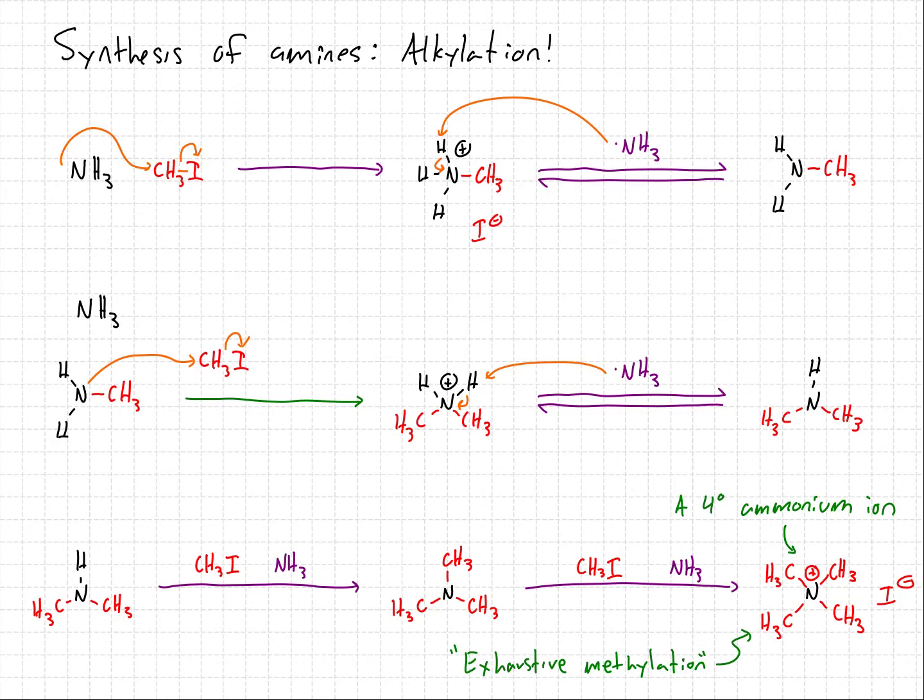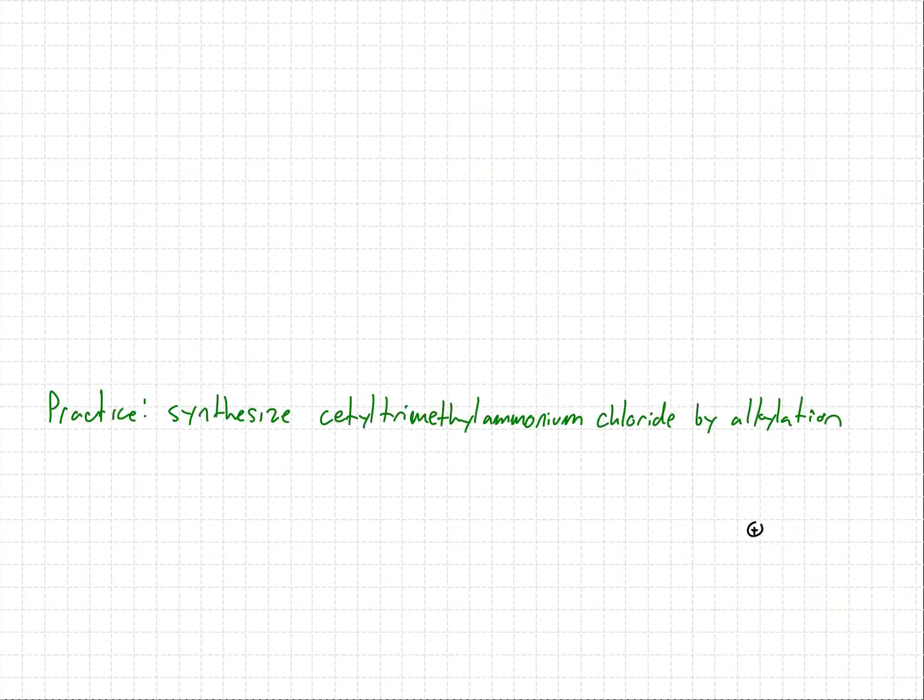This process is called exhaustive alkylation. Here, because we're adding methyls, we might call it exhaustive methylation. We have added as many methyl groups as is possible to our nitrogen atom. This process is not entirely useless, however.